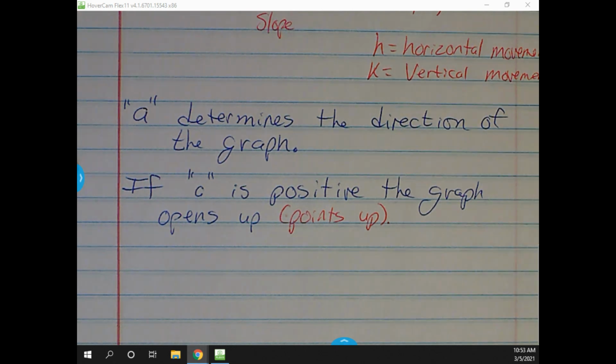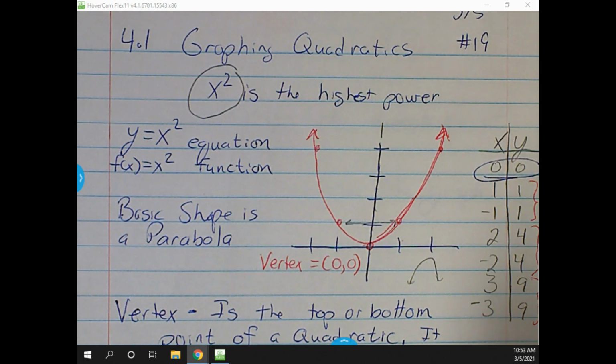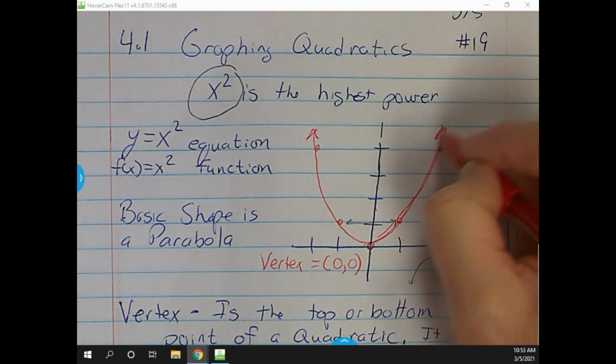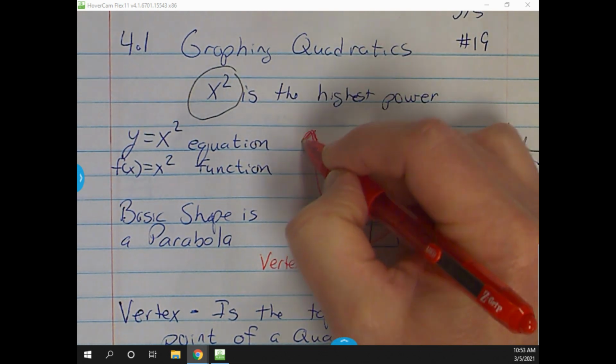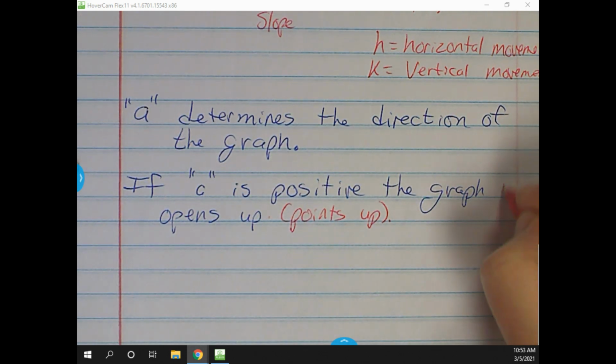So that was basically this first graph that we did in the beginning. This would be one where the graph opens up, because if we keep drawing this, the arrows are pointing in the up direction. So that's the connection you want to make. If the a value is positive, the graph opens up, and you're going to have a graph that looks something like this.